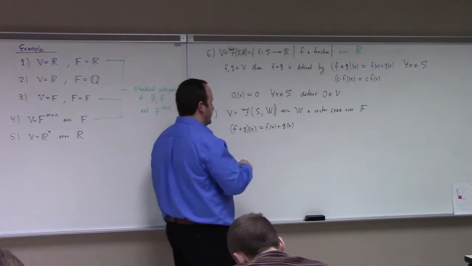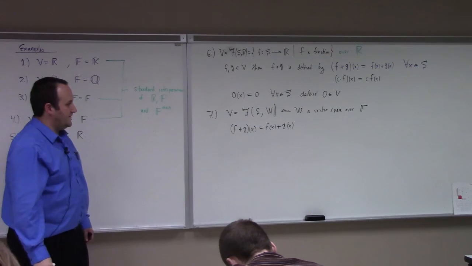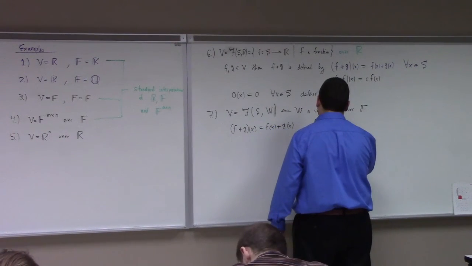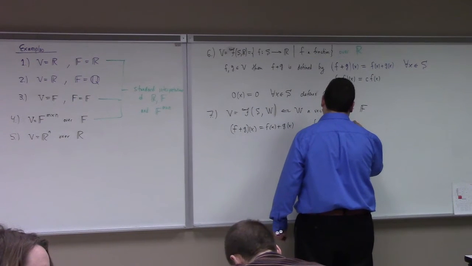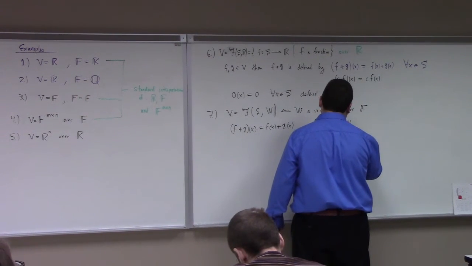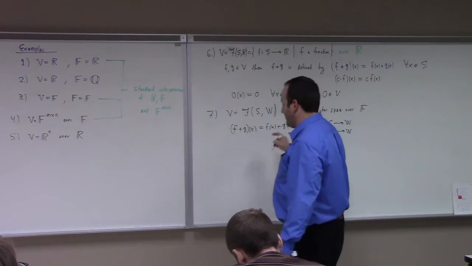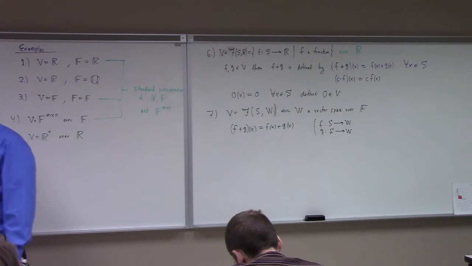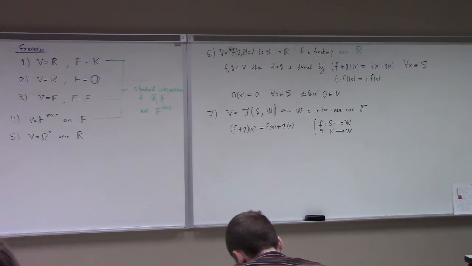Again, how do I know that f of x plus g of x is an element of W? If f and g are functions from S to W, how do I know that f of x plus g of x is again something in W? What did I say about W? It's a vector space. So, yes, f of x plus g of x is in W.